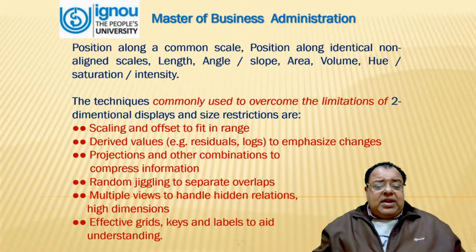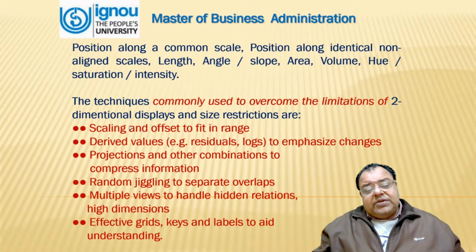The techniques commonly used to overcome the limitations of two-dimensional displays and size restrictions are scaling and offset to fit in range, derived values, that is residuals, to emphasize changes, projection and other combinations to compress information, random jiggling to separate overlaps, multiple views to handle hidden relations and high dimensions, and effective grids, keys and labels to aid understanding.